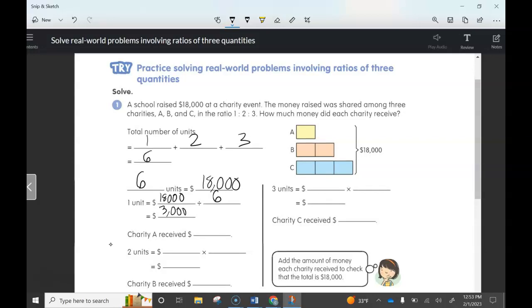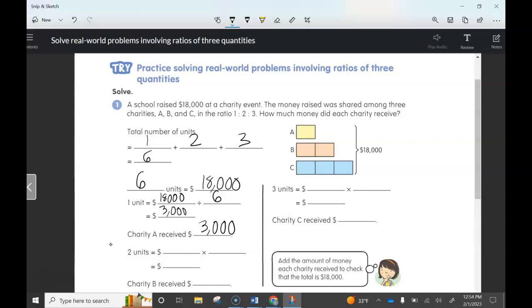Now, once you understand how much each unit represents, we can easily figure out how many 2 represent and 3 represent and so on. So 1 unit is $3,000. So what we can see here is that charity A, since it's represented with 1 unit, is going to receive $3,000.